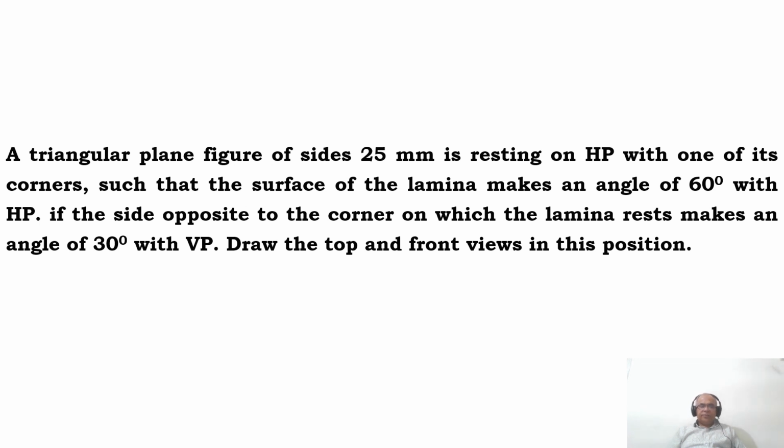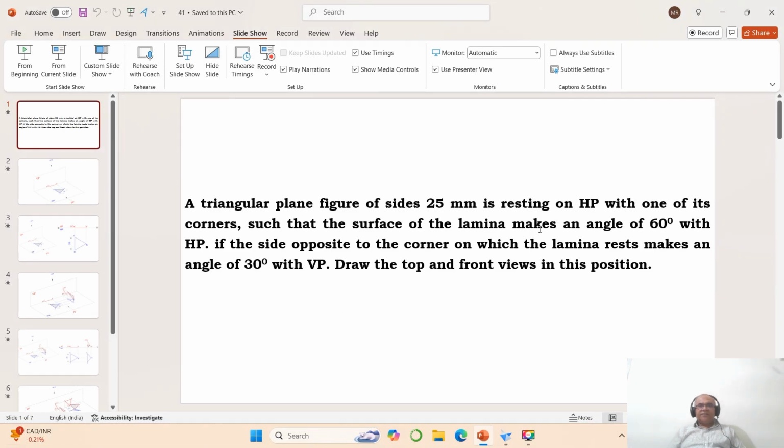In this video, we're going to take up one more problem on projections of laminas, and how to draw it using the SolidEdge software. The problem reads: a triangular plane figure of sides 25 mm is resting on HP with one of its corners such that the surface of the lamina makes an angle of 60 degrees with HP. If the side opposite the corner on which the lamina rests makes an angle of 30 degrees with VP, draw the top and front views in this position.